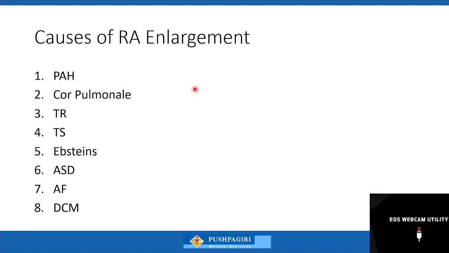Other than this, RA enlargement occurs in EMF and in Ebstein's. In Ebstein's, you will find patients without any heart failure, but with a large right atrium. In all other conditions, it is predominantly tricuspid regurgitation and right ventricular failure.